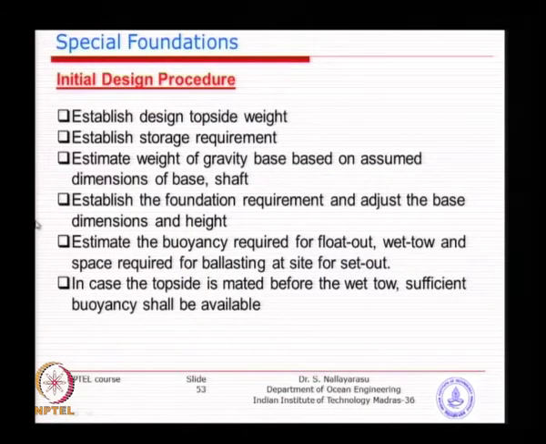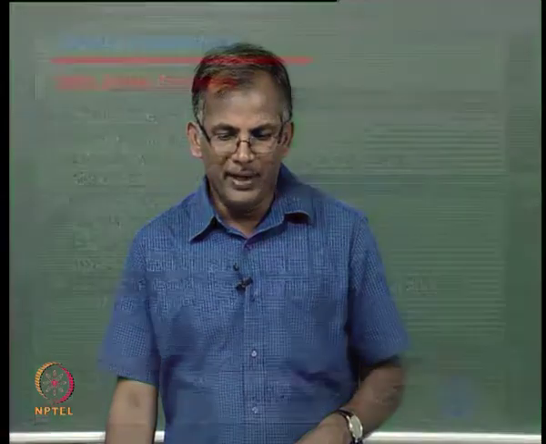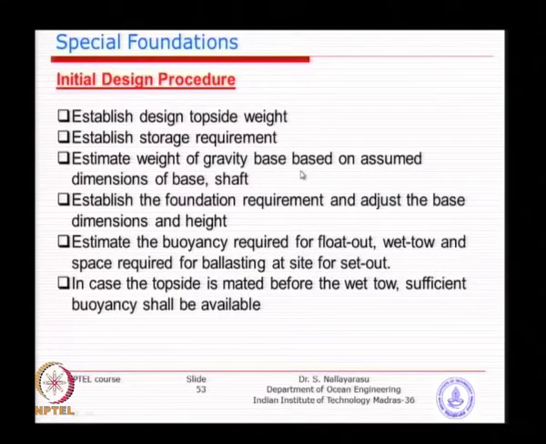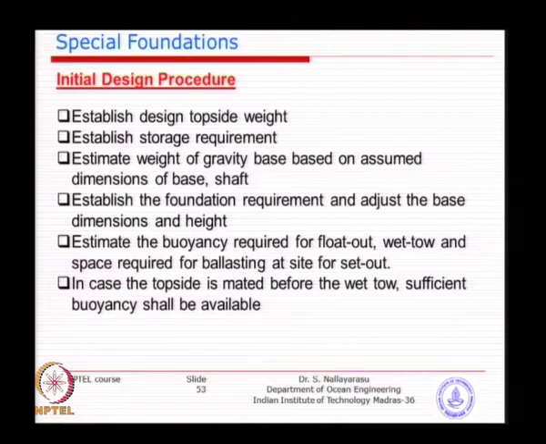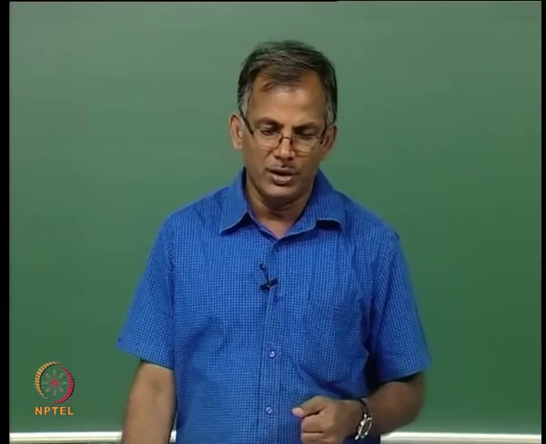So how do we make a design of a gravity structure? It is a very simple idea, logical sequencing. Establish the design weight of the superstructure, the storage requirement, how much volume of storage and what is the weight of that and what is the location of it. Estimate the weight of the base, which will come from the soil mechanics calculation of allowable bearing capacity. So you can find out what area is required, and based on the area what is the weight required in order to get the stability, and you look for the dimensions and the shaft.